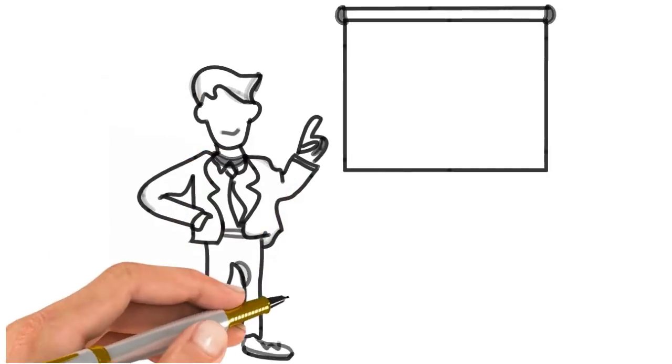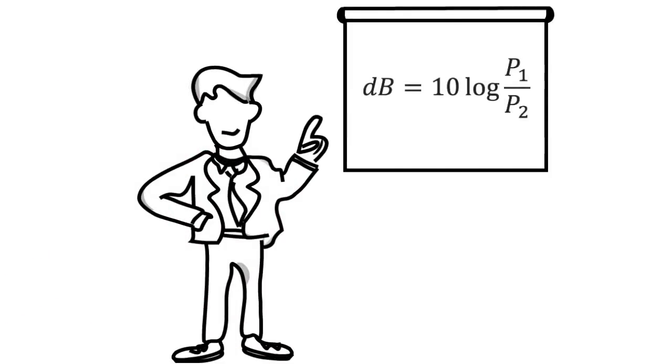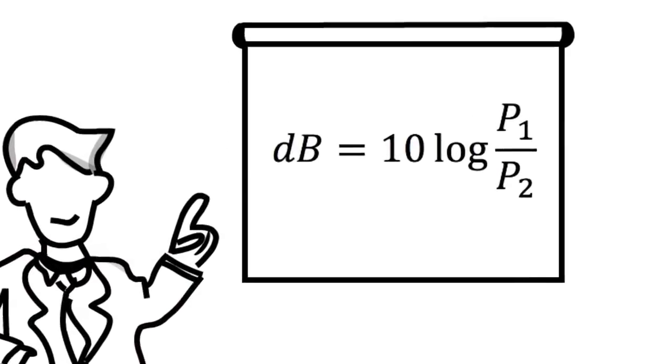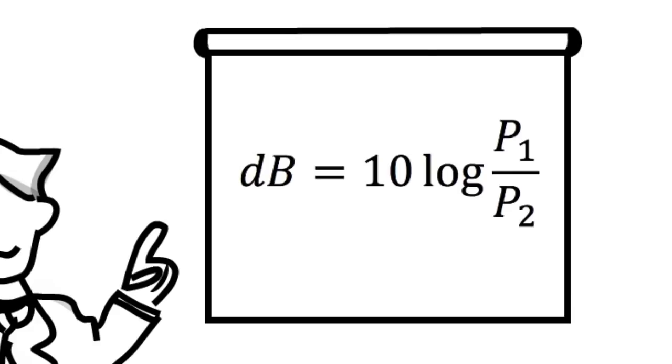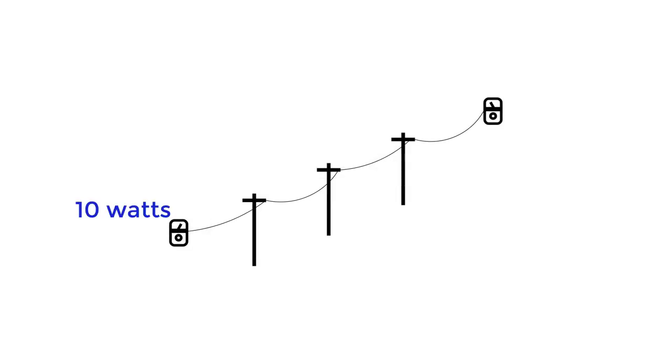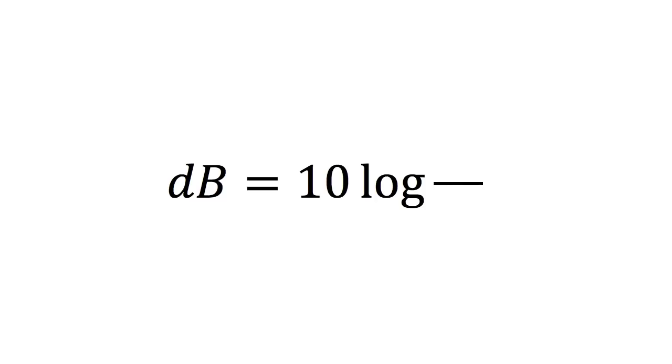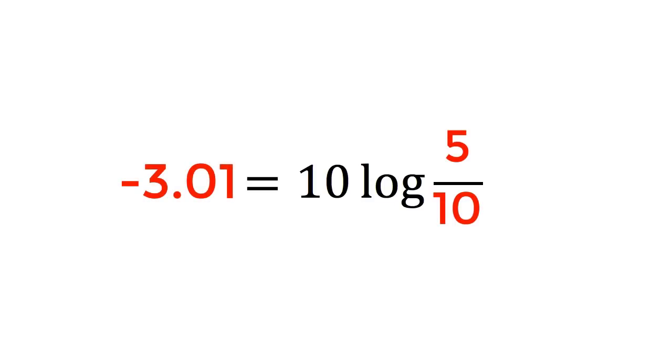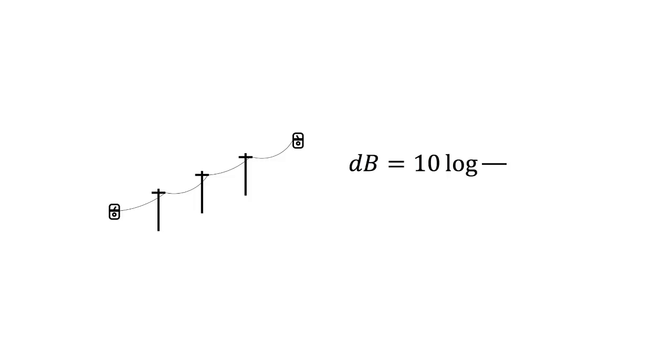So let's see how this works. The decibel is calculated in the following way. The decibel is equal to 10 times the log base 10 of the ratio of two powers. So let's say that we apply 10 watts to one end of a telephone line, and at the other end we measure 5 watts. Well, if we do the math, we see that we get a -3, or a 3 dB loss. That 3 dB loss would be there no matter what we start with.